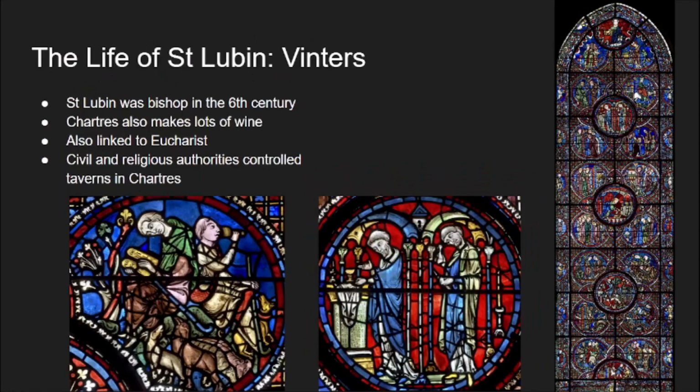We also have this window for the life of St. Lubin, the Vintners. And St. Lubin was a bishop in the 6th century, and he was born into a rural family near Poitiers and worked as a shepherd, and then learned to read and write from local monks. So you can see here, he's with his little herd, learning to read and write while other people are drinking and just sitting there being lazy.